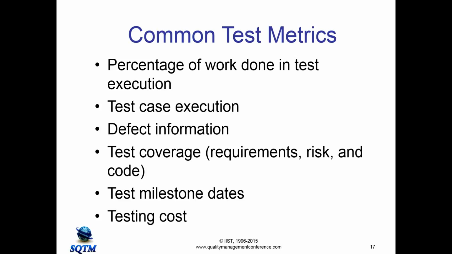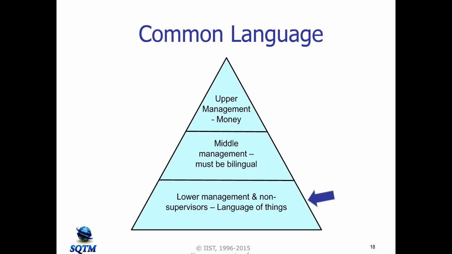Now let's look at some testing costs. You can't lose track of the cost of testing. Remember, I told you that you have to show a return on investment, which leads us to the next slide. There's a common language in business, and I've broken it into a pyramid here. So the bottom level is lower management or non-supervisors, and their language is things. So how many lines of code have they produced? How many systems have they produced? How many modules have they produced? How many modules have we tested? How many test cases have we exercised? So that is the language of things.